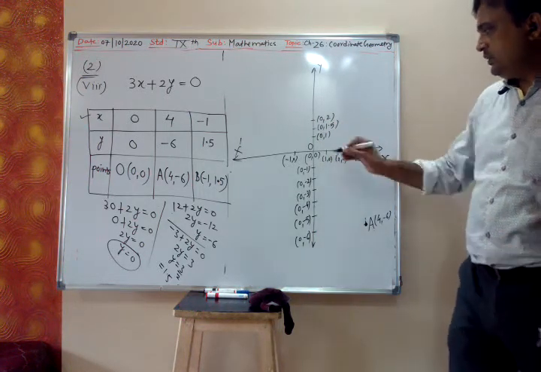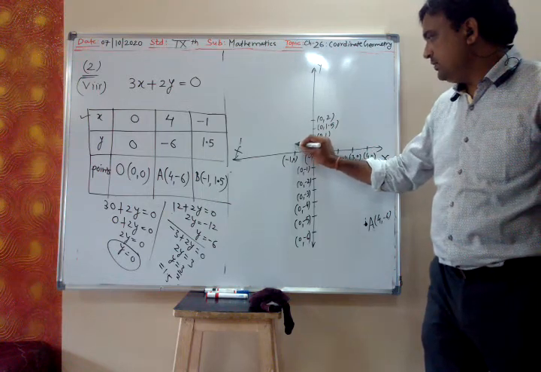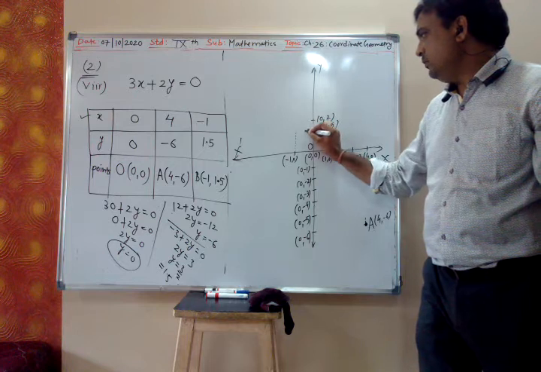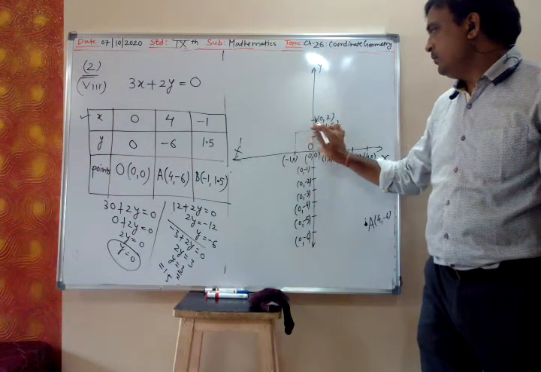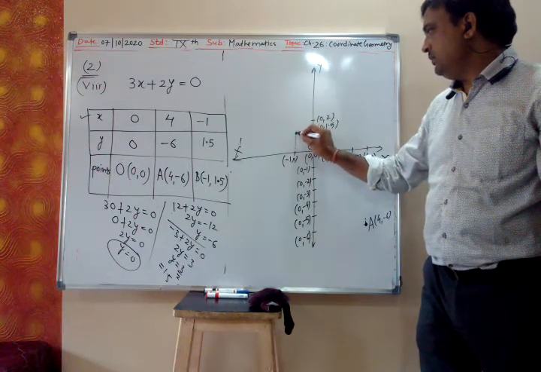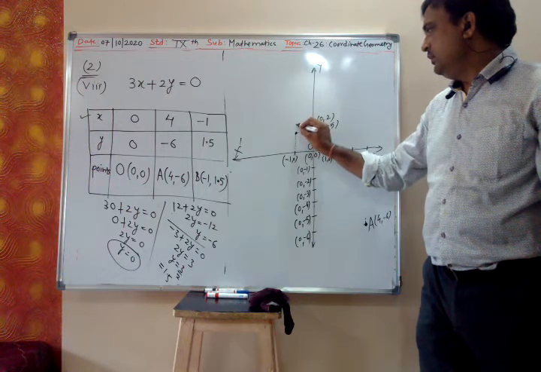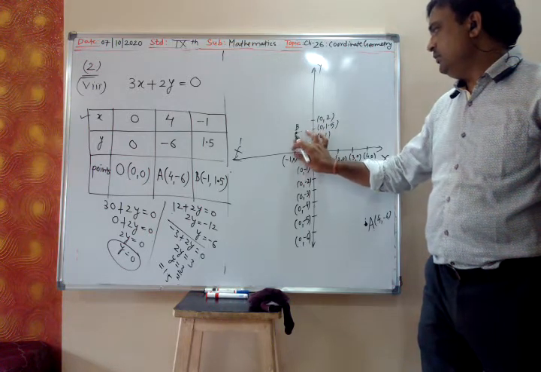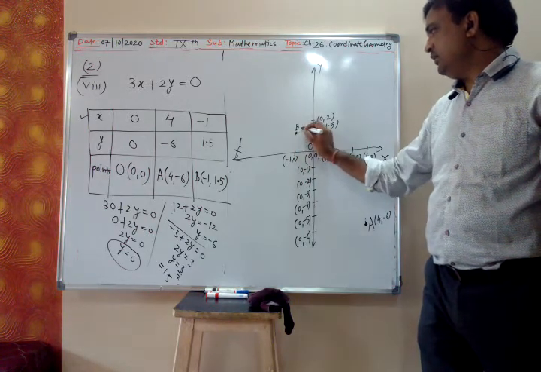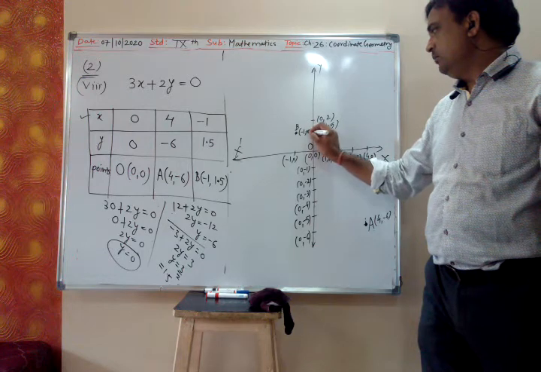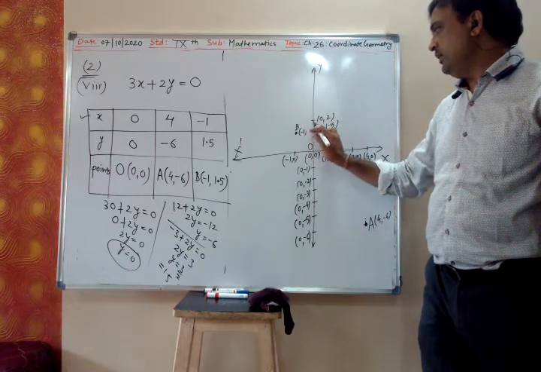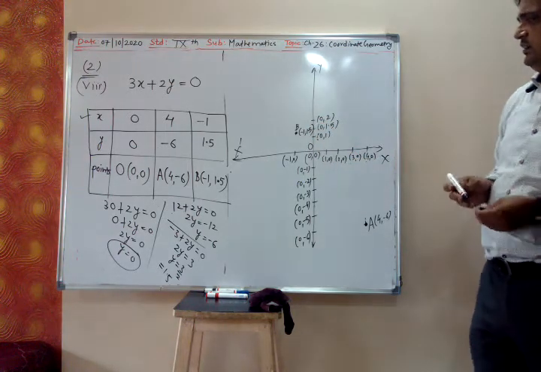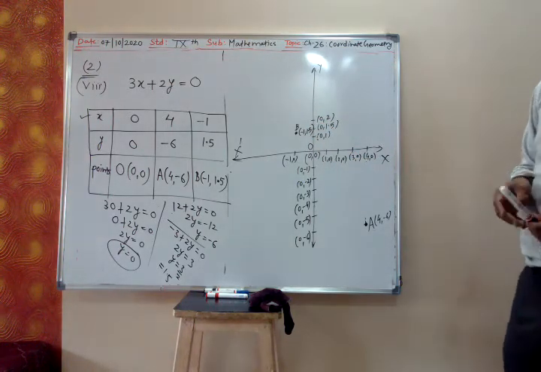So now we join this. You will get x is minus 1 and y is 1.5. So this is my point B. B is minus 1 comma 1.5. Minus 1 comma 1.5 is my B. Correct?